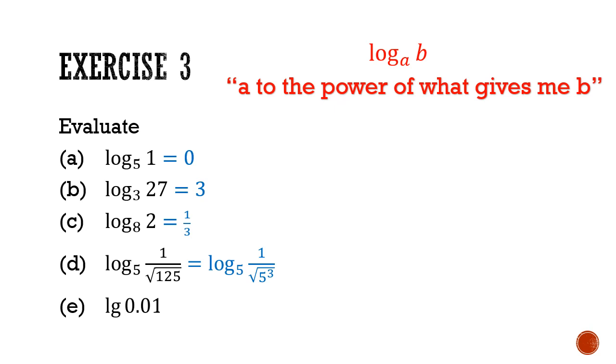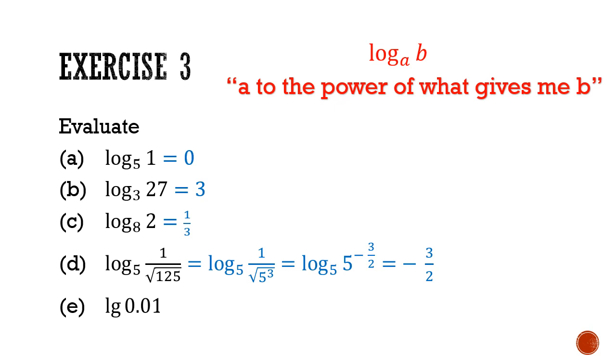In part D, it's a little bit more complicated, so perhaps we can simplify this first. We can change 125 into 5 cubed. And you can see that because we have a square root, the square root is a power of half. So we have 5 to the power of 3 over 2 in the denominator. We can raise it up to the numerator using the reciprocal law in indices. So we have log base 5 of 5 to the power of negative 3 over 2. So we ask ourselves the question, 5 to the power of what gives me 5 to the power of negative 3 over 2? And that is just a redundant question. The answer is obviously negative 3 over 2.